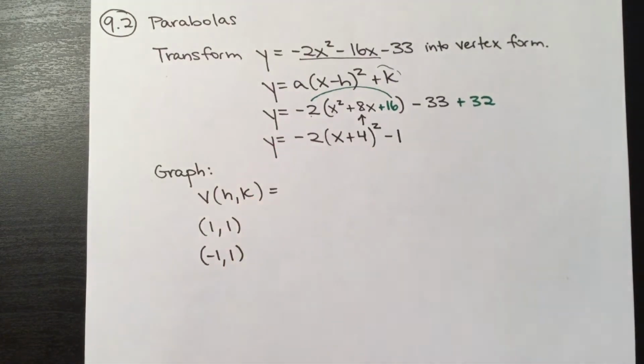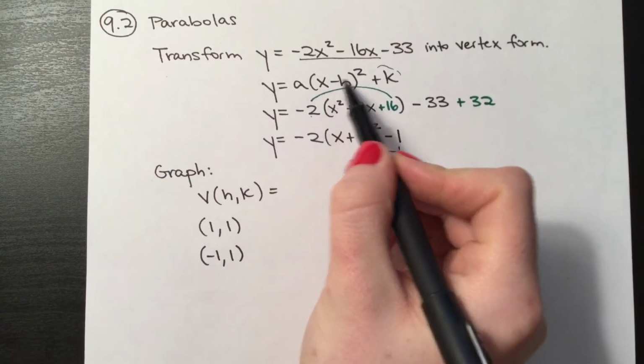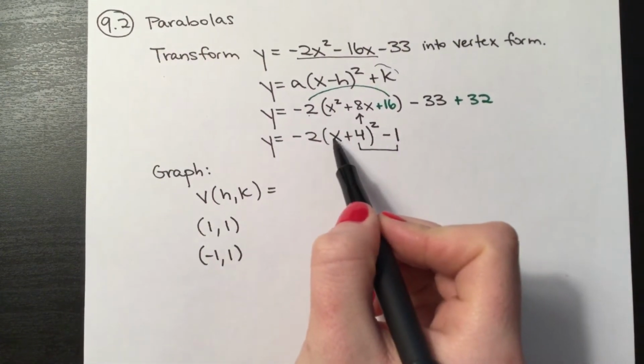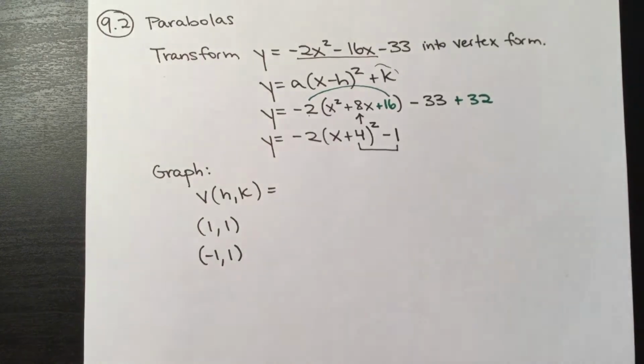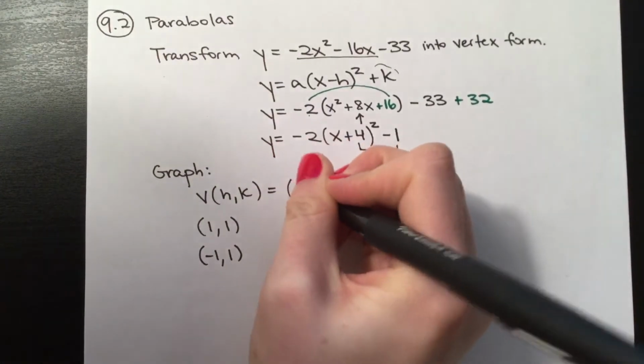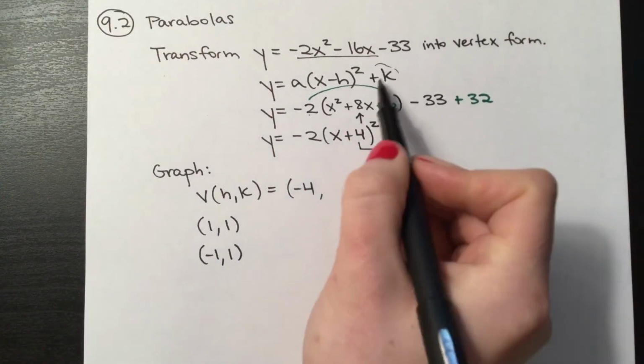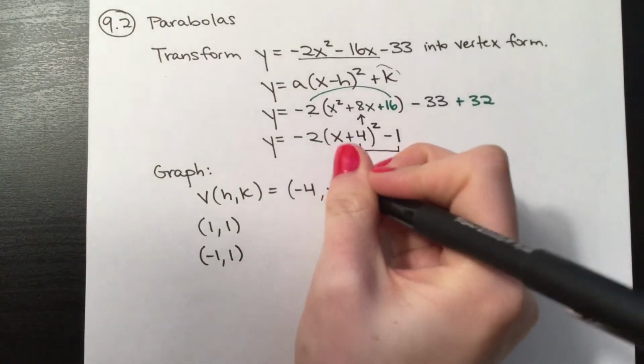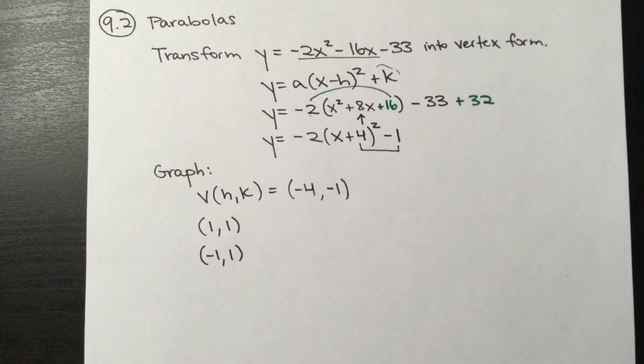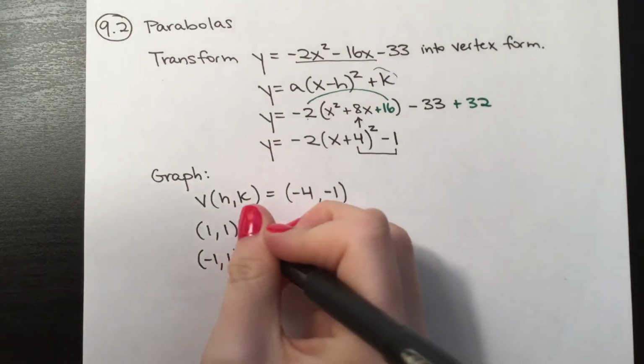So let's start with our vertex up here. So we take these 2 numbers right here, but notice this is x minus h, so that means this is technically x minus -4. So we would have -4 as the x coordinate of our vertex, and then k would be -1. Okay, so that's our vertex. That's going to be the low point or the high point of our graph, depending on whether it flips right side up or upside down. And then we're going to transform these 2 points.